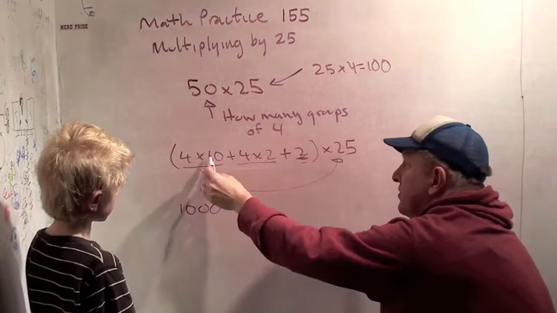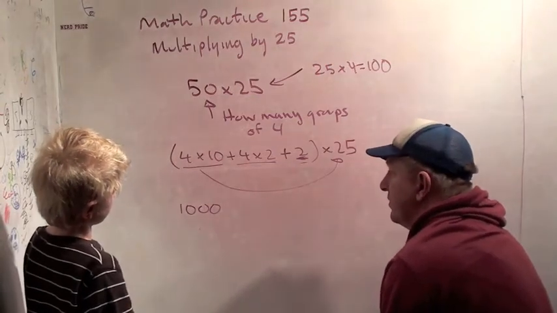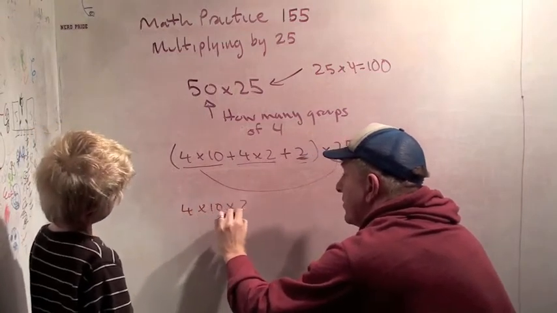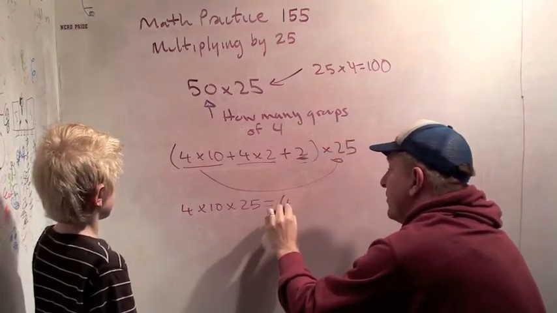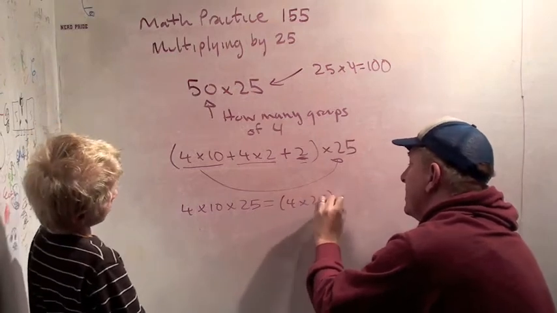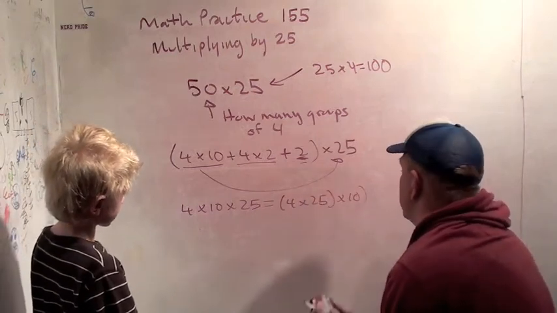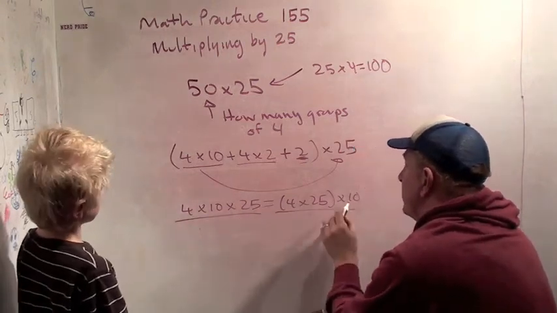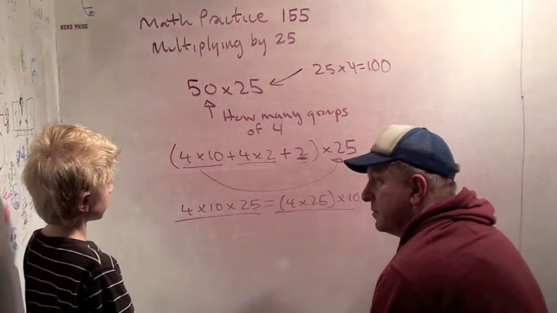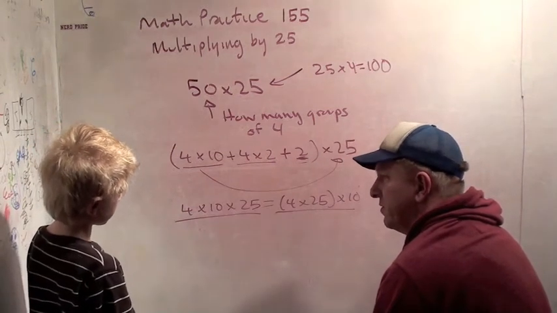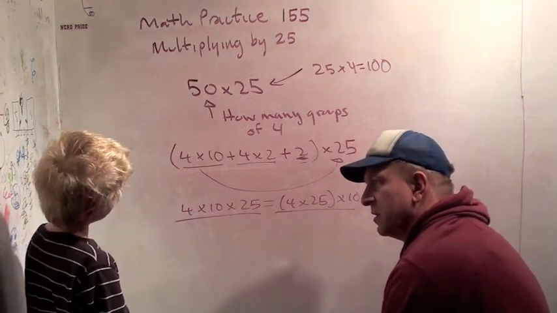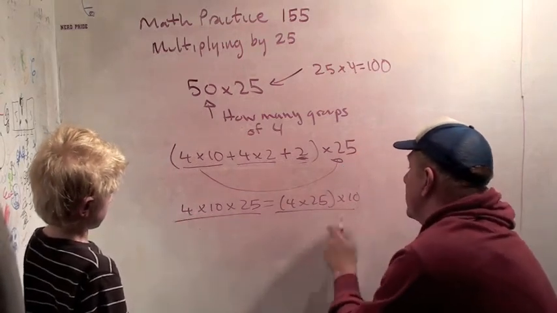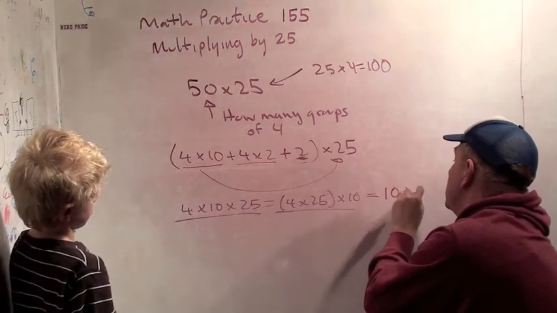4 times 25 times 10, or 4 times 10 times 25. Maybe I should write that out. 4 times 10 times 25 is the same as 4 times 25 times 10. Do you know what this rule is called when I move the 25 over? It's called the associative property. I'm not sure if we've talked about that. Have you ever heard that word before? Maybe we have. So 4 times 25 is 100, times 10 is 1,000.